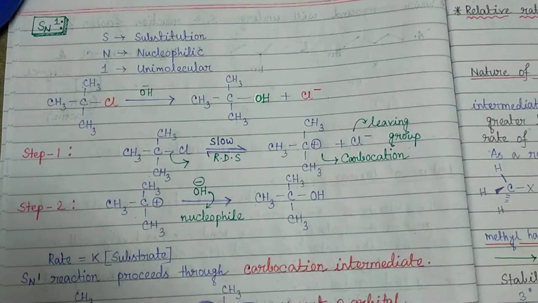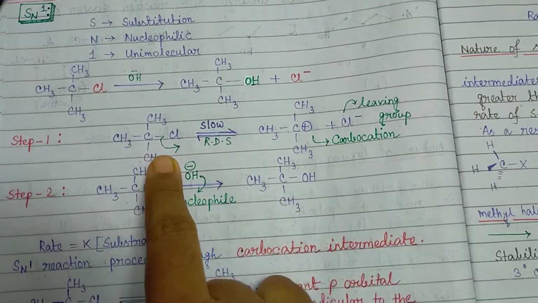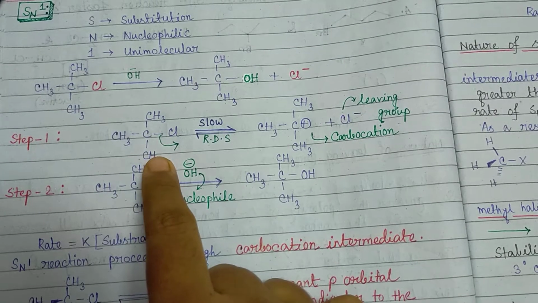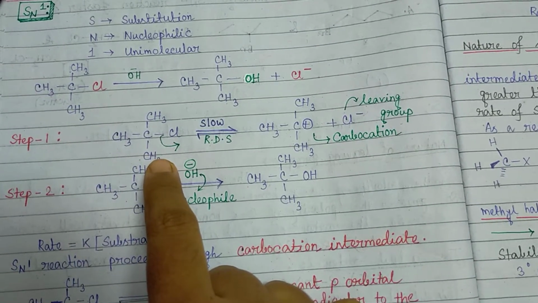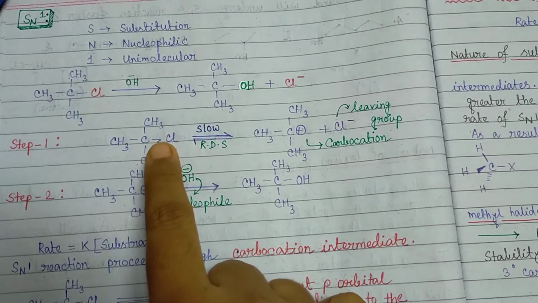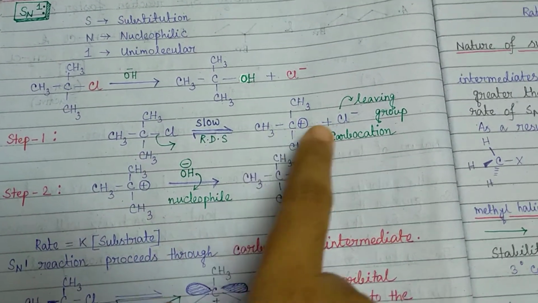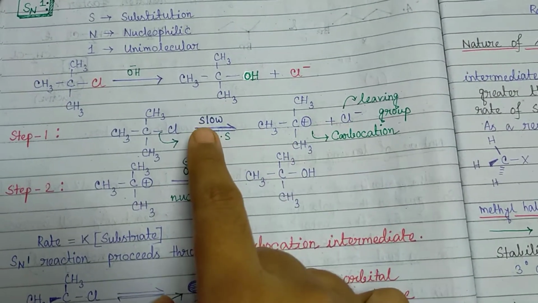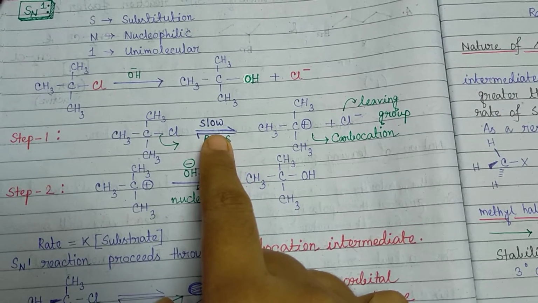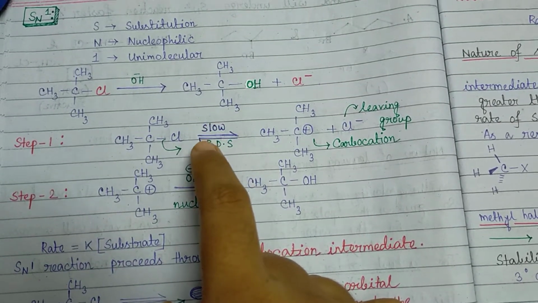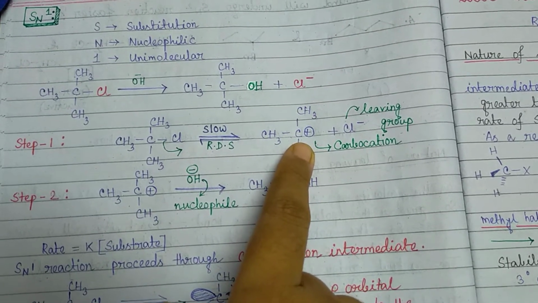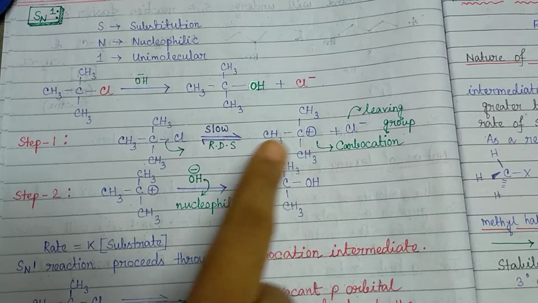This mechanism follows a two-step path. In the first step, the carbocation intermediate is formed. The tertiary butyl chloride undergoes breaking of the C-Cl bond and forms a carbocation along with the leaving group. This is the slow step of this reaction, and we know from the kinetics chapter that the slowest step is the rate determining step. So this carbocation generation is the rate determining step for the SN1 reaction.